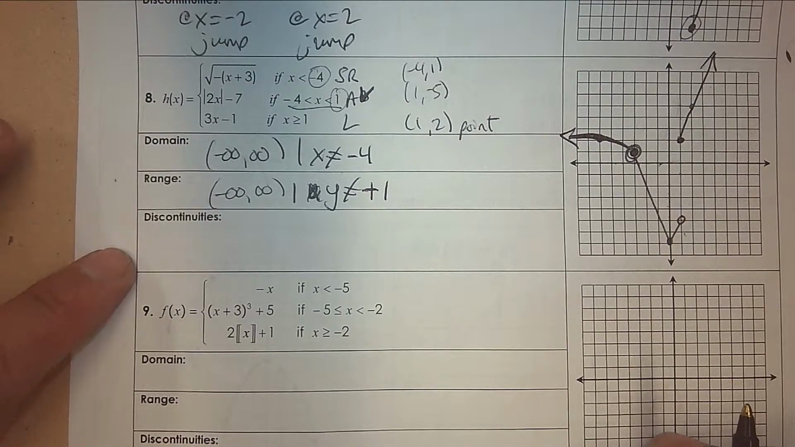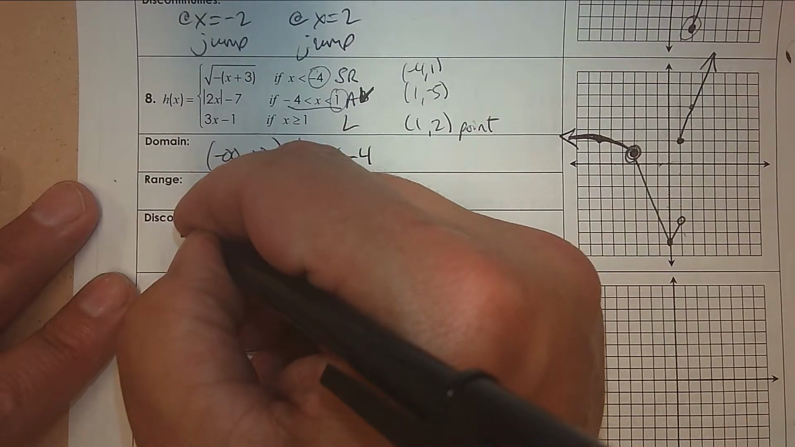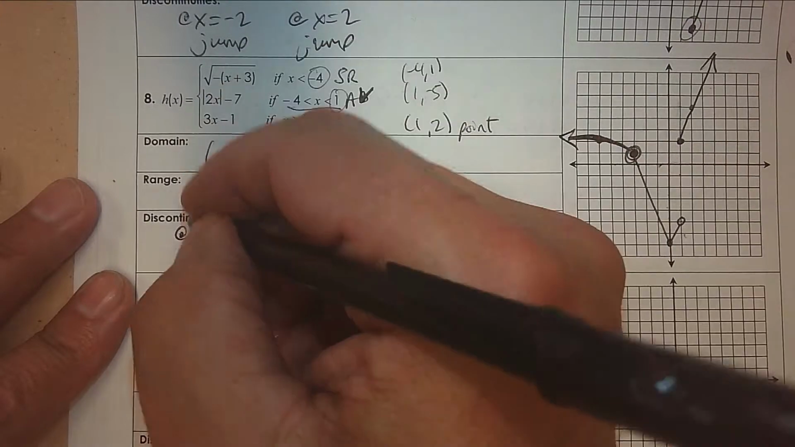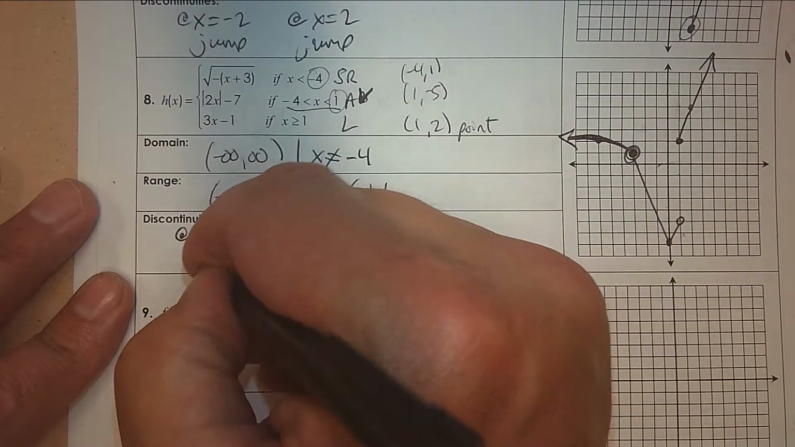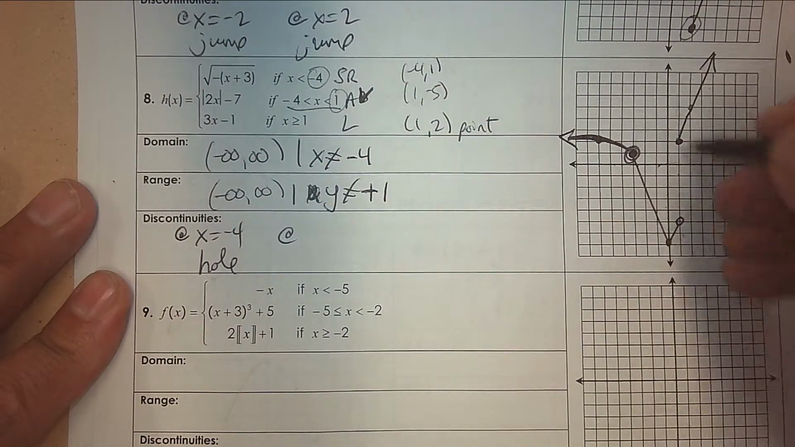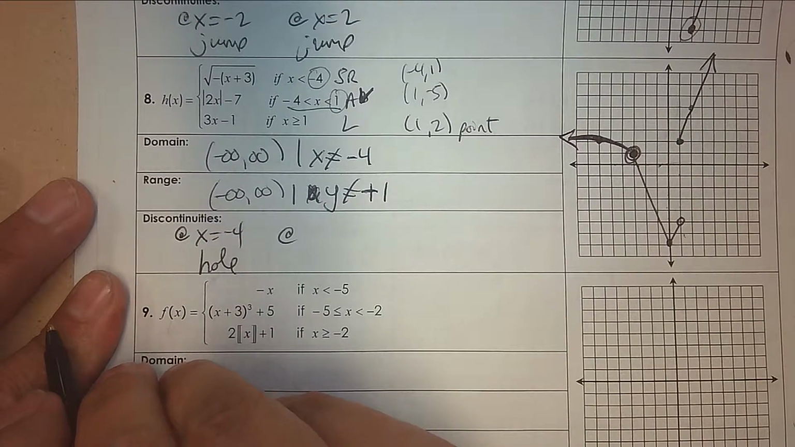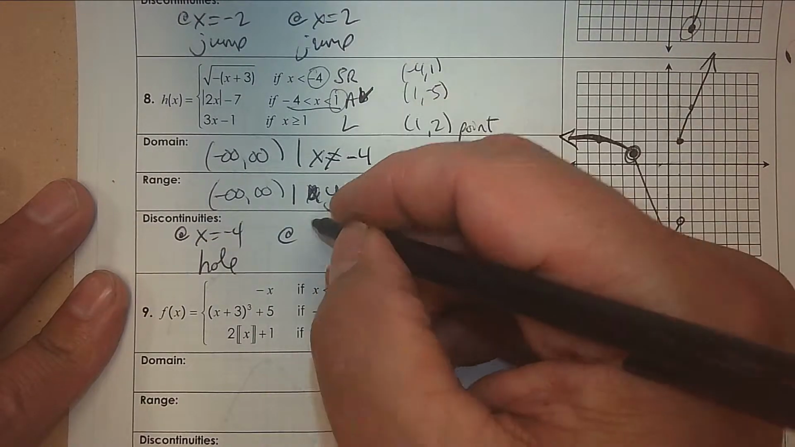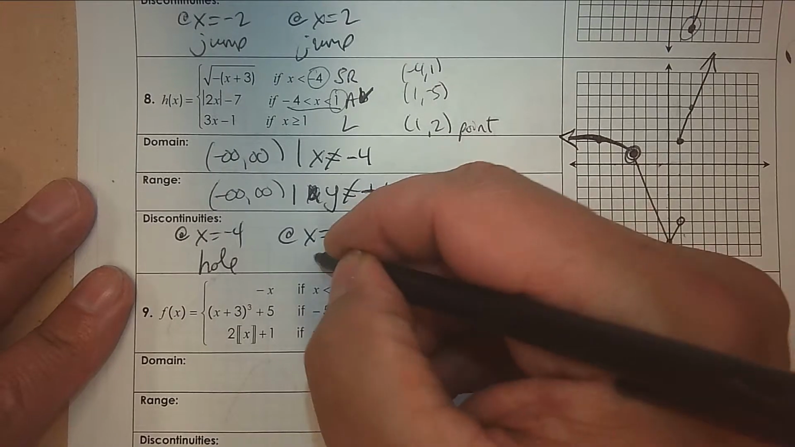The discontinuity, there's 2 of them. So there's one there at x equals negative 4, it's a hole. And then there's another one here where there's a jump when x equals 1. There's a jump.